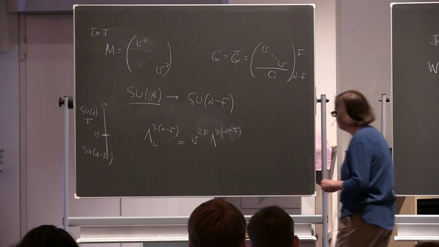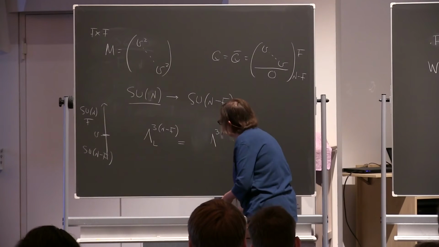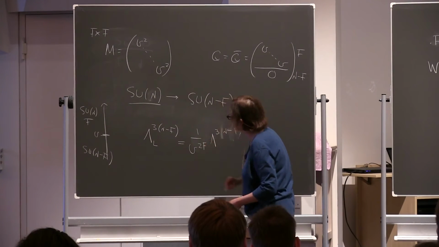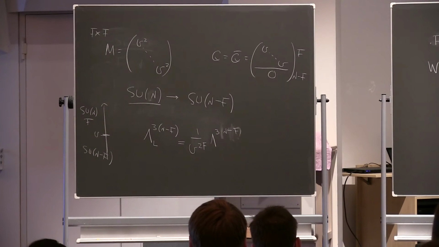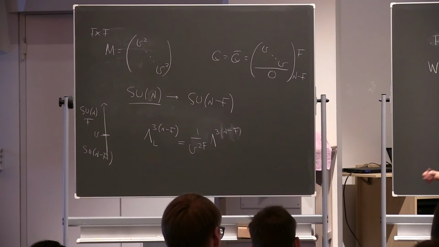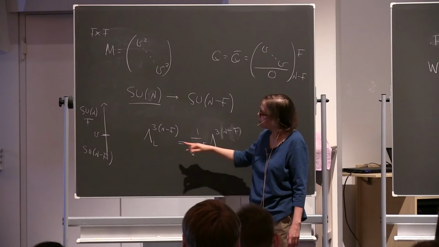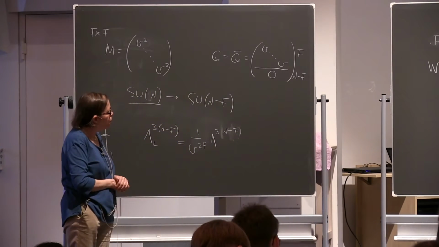I'm sorry, that's the other way around, right? It's 1 over V, 1 over V to the 2F. So it's the original theory being Higgsed by all the flavors getting vevs. So, okay, this is the low energy scale.